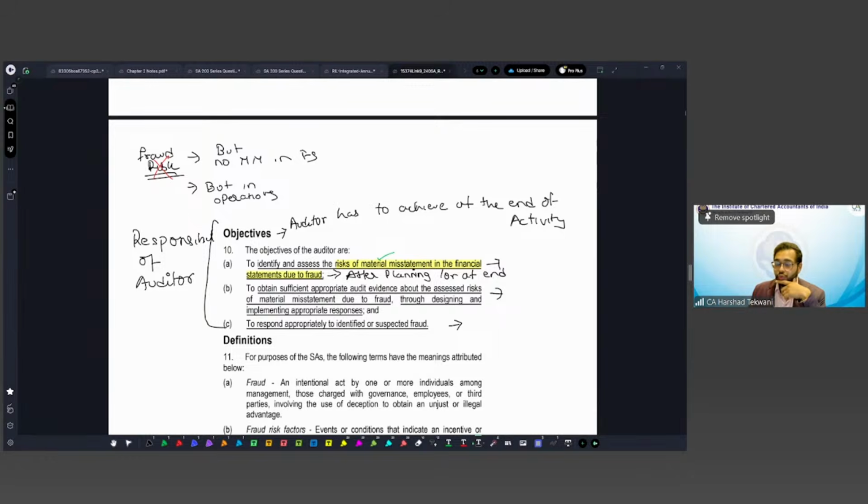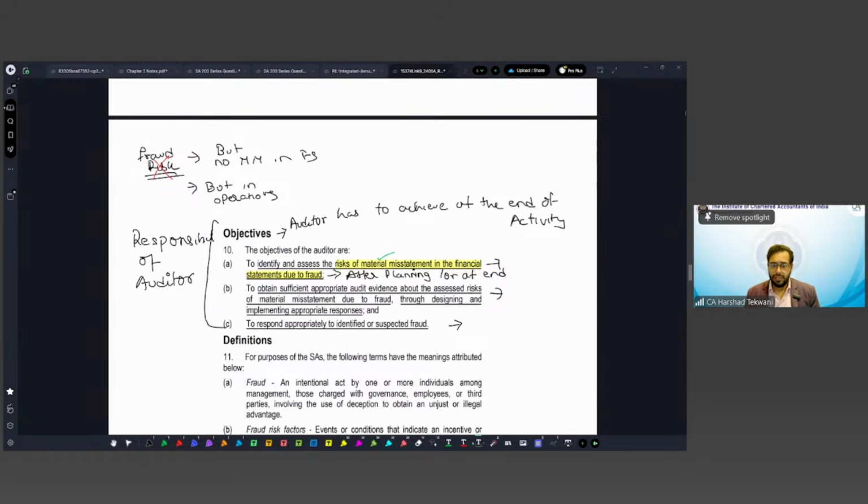What will I do? Quickly. I will be checking the entries, like whether any fictitious journal entry has been passed or not. Those details we will collect, and we will check whether any entries are omitted in the financial statements or not. Such kind of things.